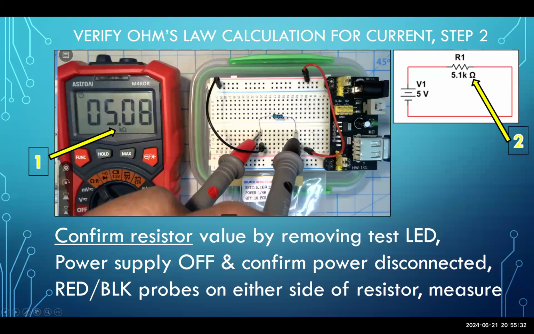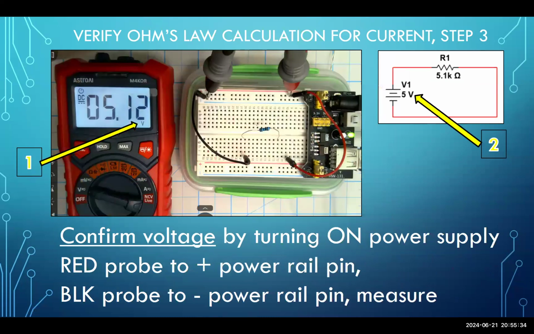Then what you're going to do next is this. Boom. Confirm the voltage. We've done this many times before, and that is you confirm the voltage by turning on the power supply. It's on, the LED is lit, and you take the red probe to the red power rail, you take the black probe to the blue power rail, and you read the value.